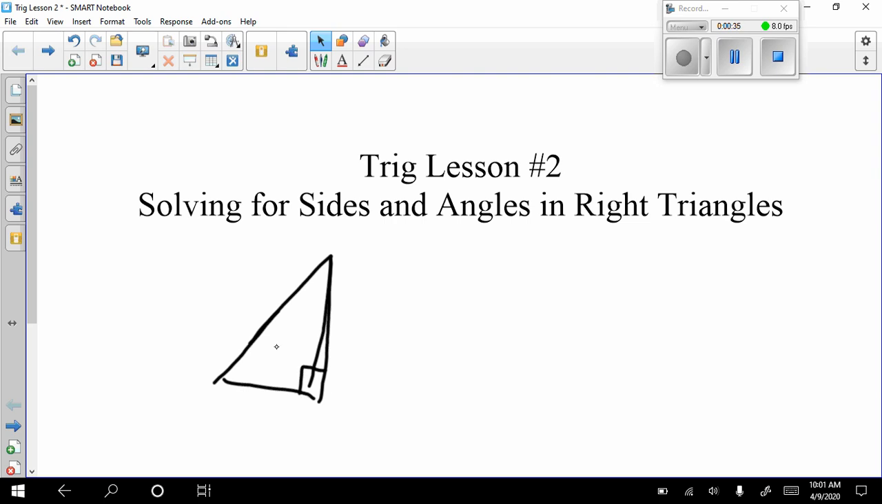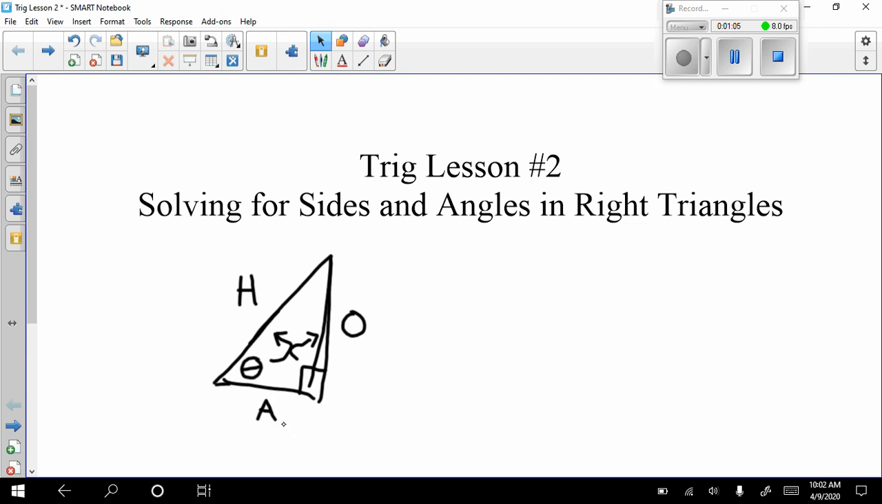We know that there are ratios of the sides, and they depend on which angle you're looking at. So if I was looking at this angle, the side that is opposite the right angle is called the hypotenuse. The side that's opposite the angle I'm looking at is called the opposite side, and the side that's adjacent to the angle we're looking at is called the A, or the adjacent side.